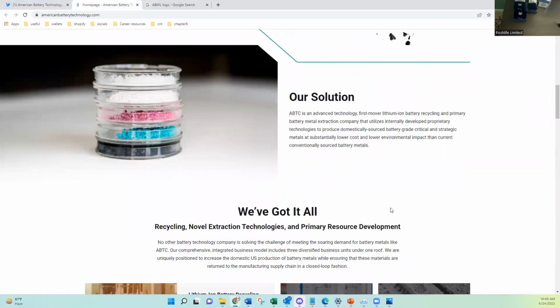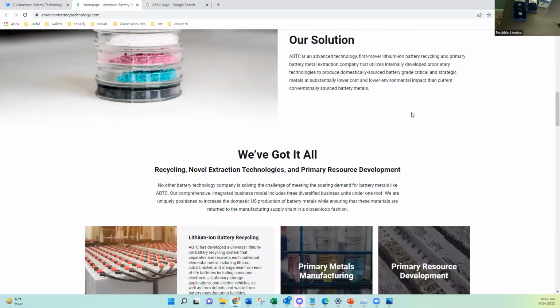Our solution, ABTC's advanced technology, first mover lithium ion battery recycling and primary battery metal extraction company that utilizes internally developed proprietary technologies to produce domestically sourced battery grade critical and strategic metals at sustainably lower cost and lower environmental impact than current conventional source battery metals. They've got it all. Recycling, novel extraction technologies, and primary resource development. No other battery technology company is solving the challenge of meeting the soaring demand of battery metals like ABTC.